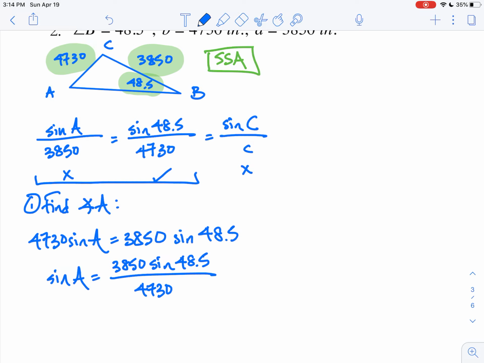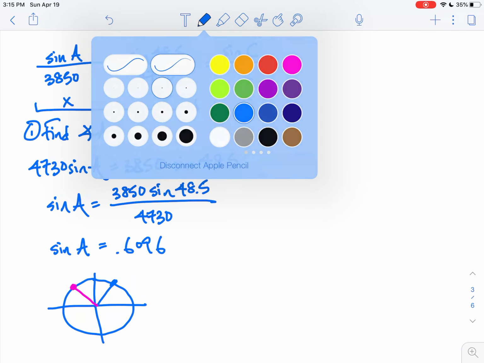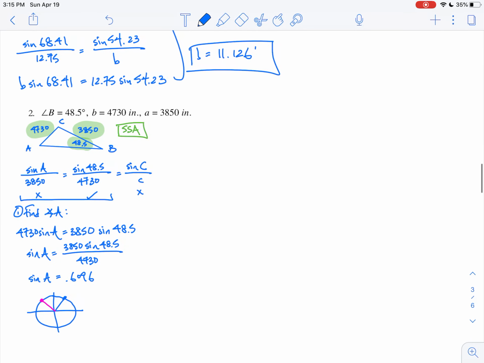And we get sine of A equals 0.6096. All right, so how many possible values could I have on my triangle? This one could be 0.6096 as a y value, or I have my other option. So I have to consider both cases. Okay, so let's take a look at case number 1.